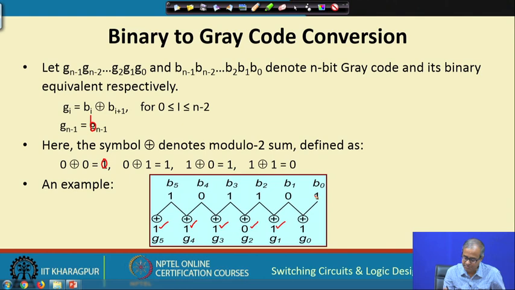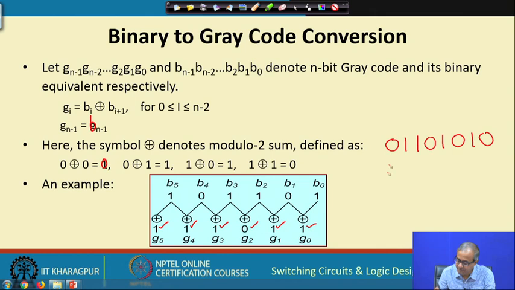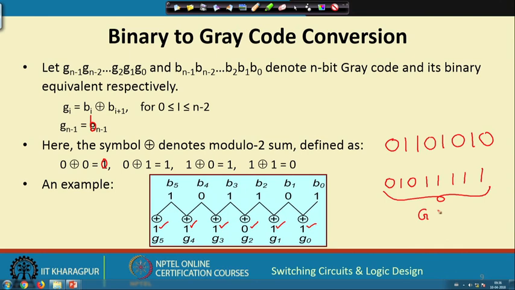Okay. Let us take another example. Suppose I have a binary number 0, 1, 1, 0, 1, 0, 1, 0. It is an 8 bit number. So, let us follow the same rule. The first bit is straight away copied, 0. The next bit will be the modulo 2 sum of these 2 previous bits, 1 and 0. This is 1. Next one is 1 and 1, which is 0. Next one is 0 and 1, which is 1. 1 and 0, which is 1. 0 and 1 is 1. 1 and 0 is 1. 0 and 1 is 1. So, this is the corresponding gray code representation of this binary number. So, given a binary number, you can very easily convert it into gray code, right?